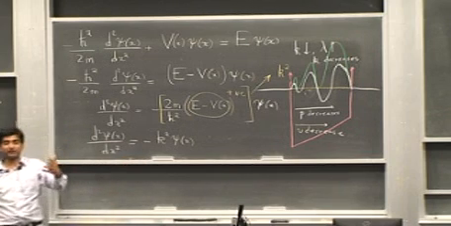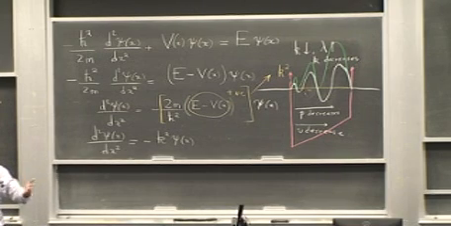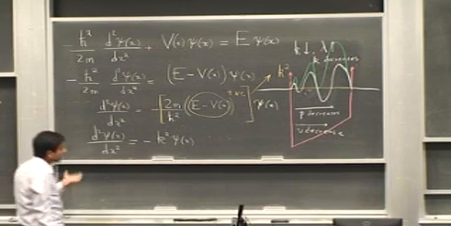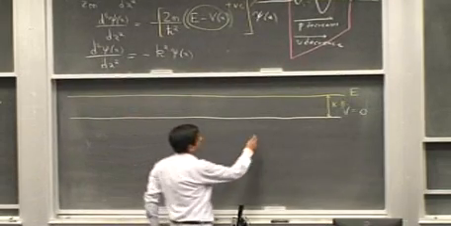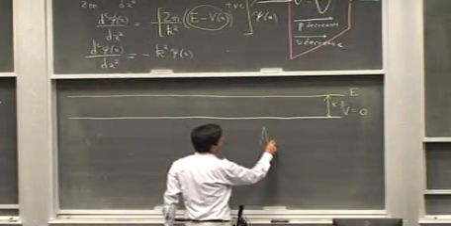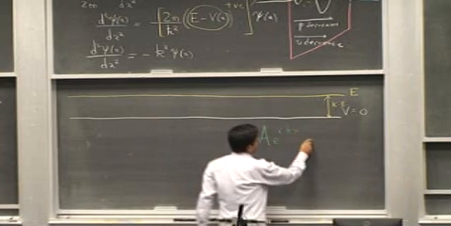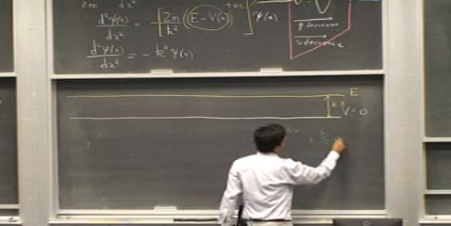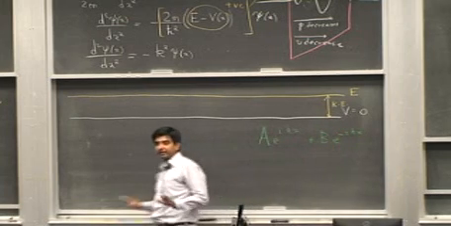It's going to be e power ikx. Right? The solution is going to look like A into e ikx plus B e minus ikx. Agreed? Yes.